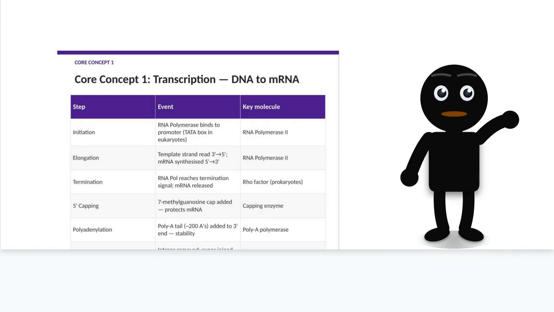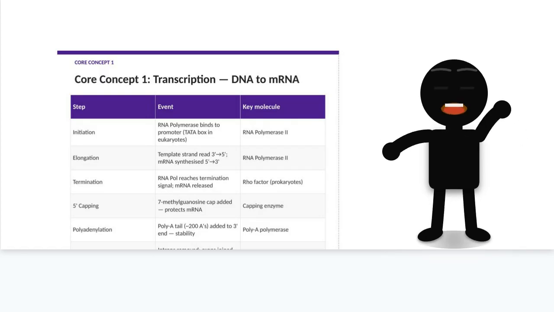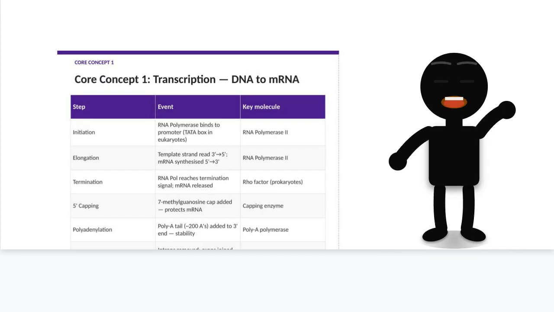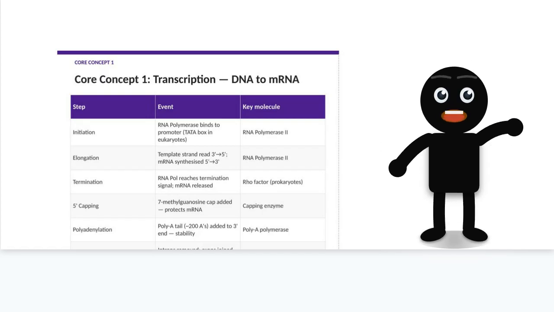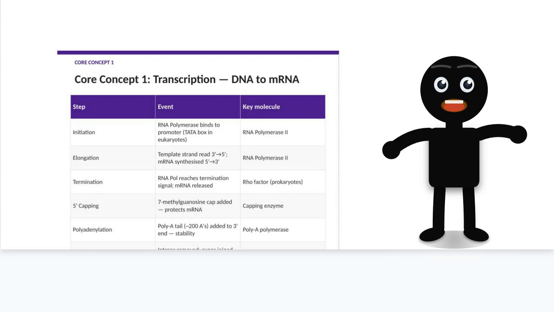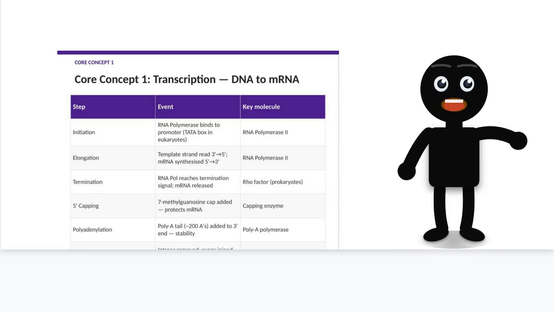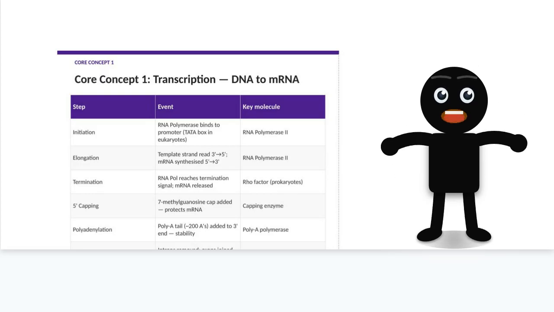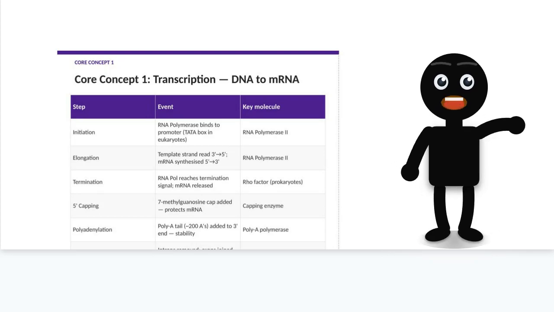After transcription, the pre-mRNA undergoes 3 critical processing steps in eukaryotes. A 7-methylguanosine cap is added at the 5' end to protect the mRNA. A poly-A tail of approximately 200 adenine nucleotides is added at the 3' end, and introns are spliced out by the spliceosome while exons are joined together.